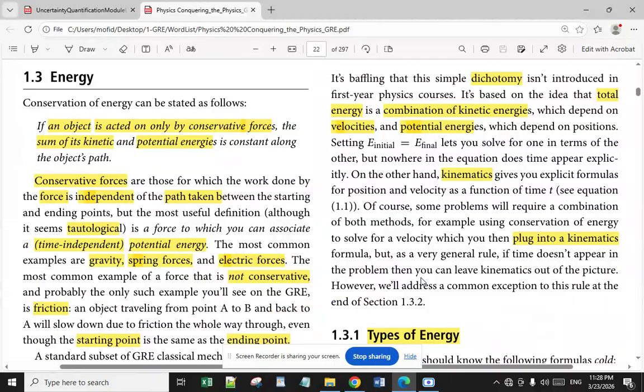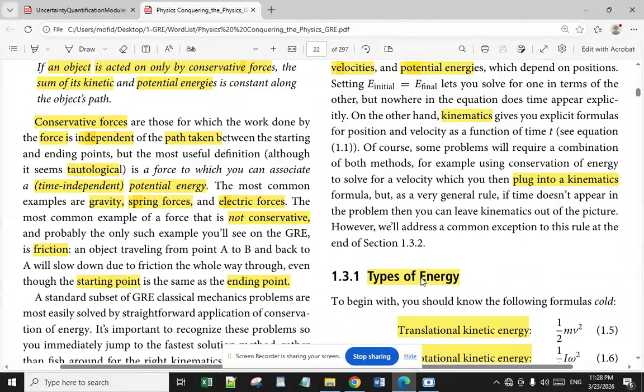An object traveling from the point A to the P and back to a wheel slows down due to the friction the whole way through, even though the starting point is the same as the ending point.